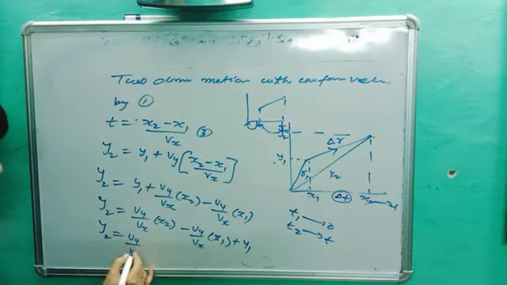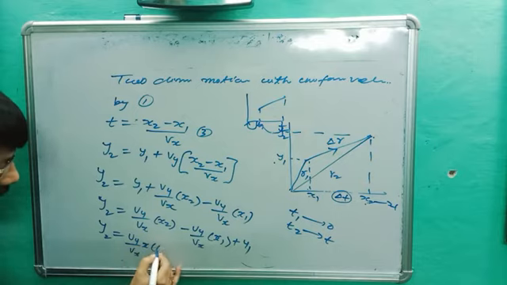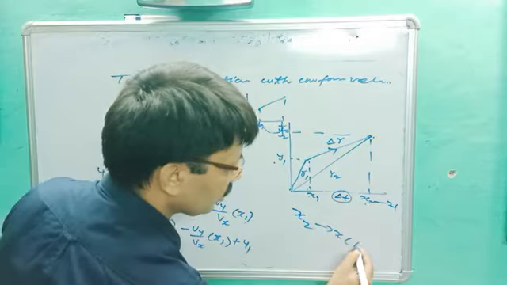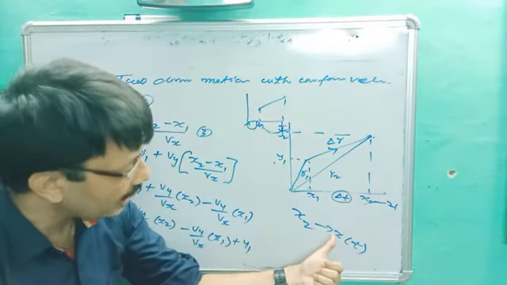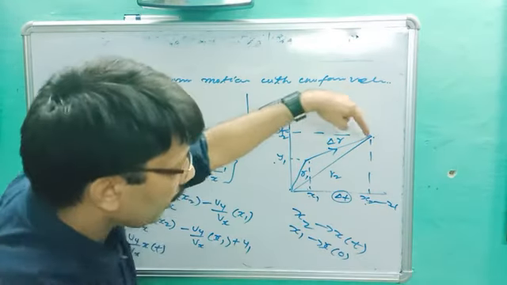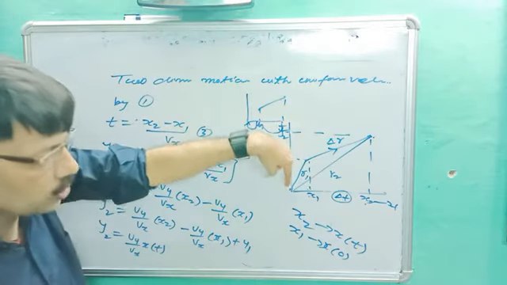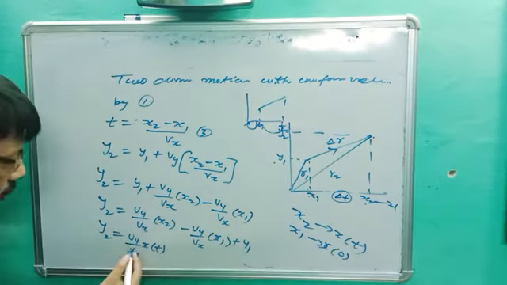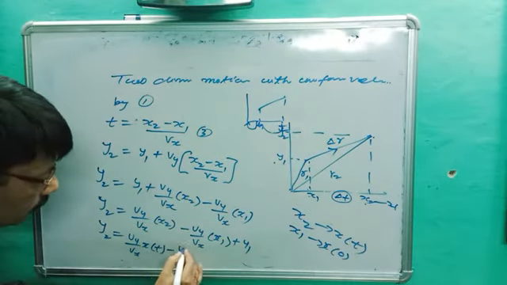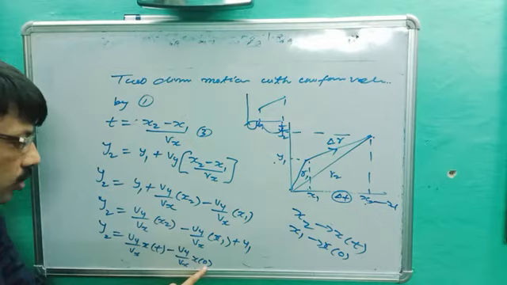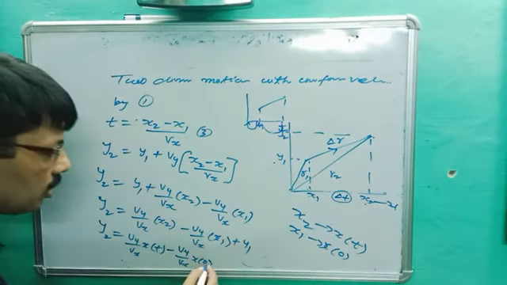Y2 is equal to Vy upon Vx into xt. Here x2 is written as xt, which means x distance at time t. Similarly, x1 is written as x0, meaning x distance at 0 time. Okay, Vy upon Vx into xt minus Vy upon Vx into x0. Here x0 is the distance traveled at 0 time. This is a constant plus distance.